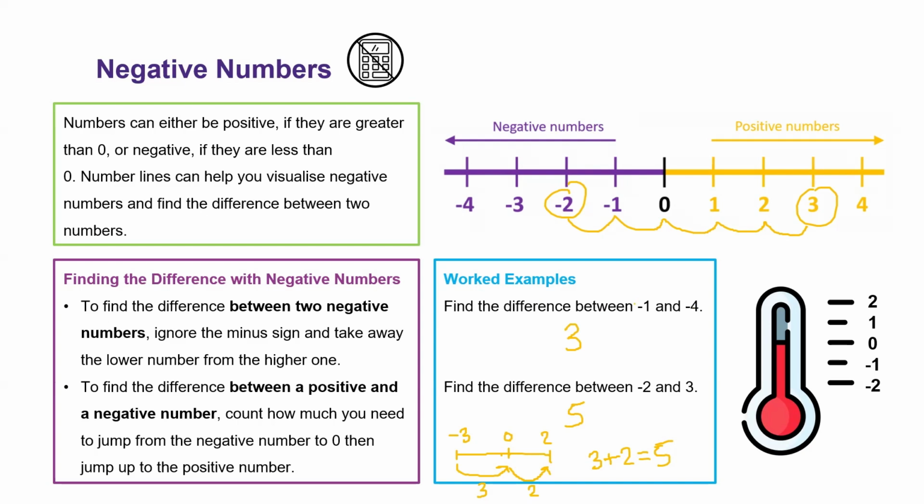If both of your numbers are negative, like in this first question, -1 and -4, then it's like saying, okay, what's the difference between 4 and 1? Because negative numbers are like a mirror image of positive numbers. So the distance between +1 and +4 is the same as the difference between -1 and -4 there.